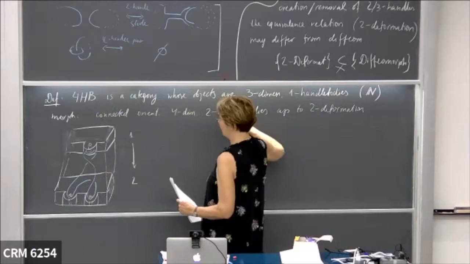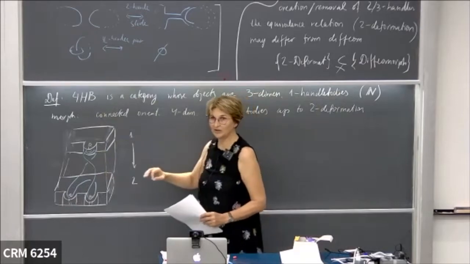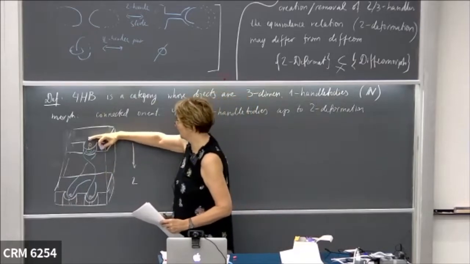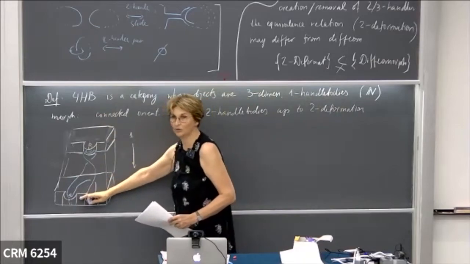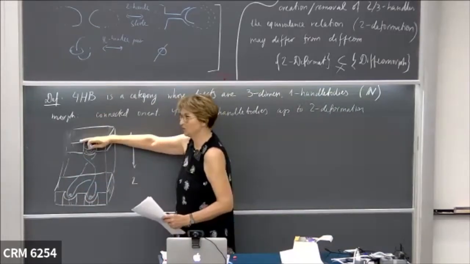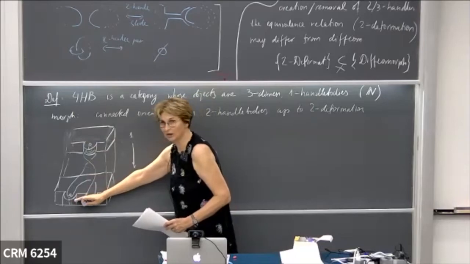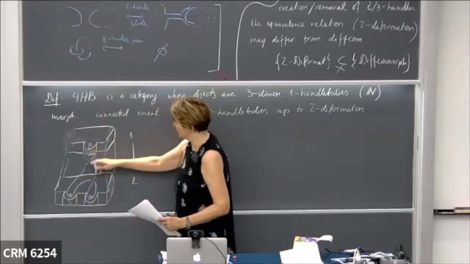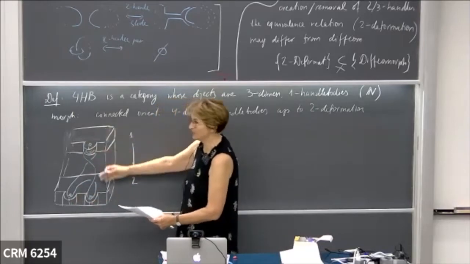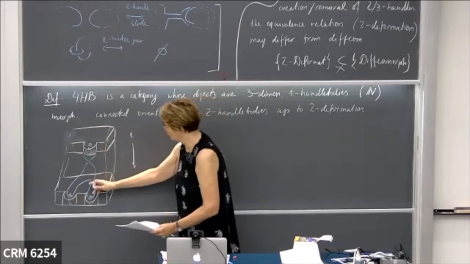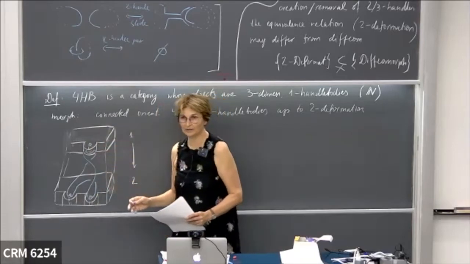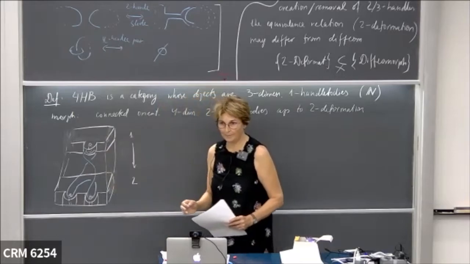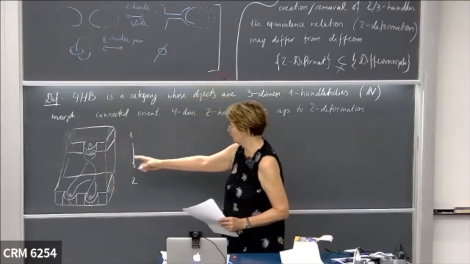four-dimensional two-handled body. Consider the morphism from this upper handled body to this down three-dimensional one. So this is a three-dimensional one-handled body, and this is a three-dimensional one-handled body in between them. So I'm basically taking them times an interval and drawing the attaching curve for the two-handle. Okay, it's difficult to draw this picture.